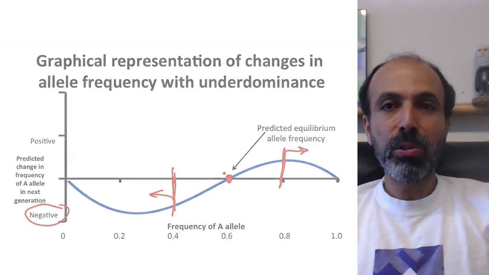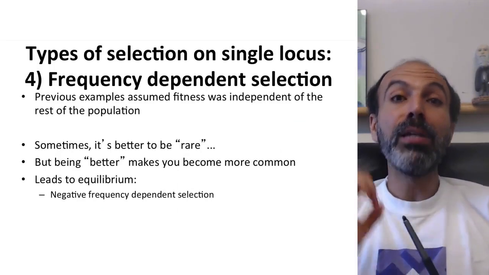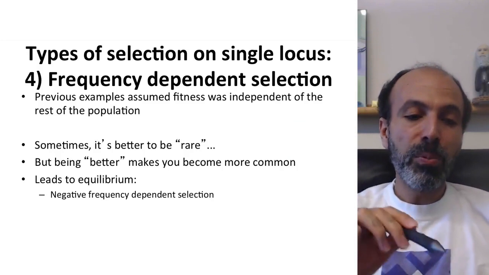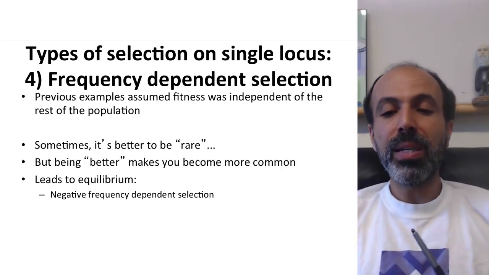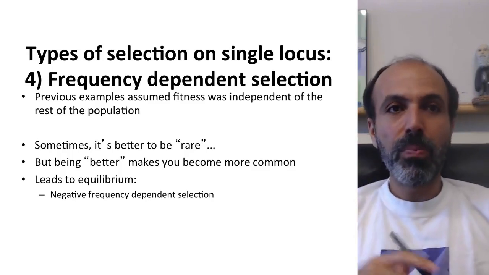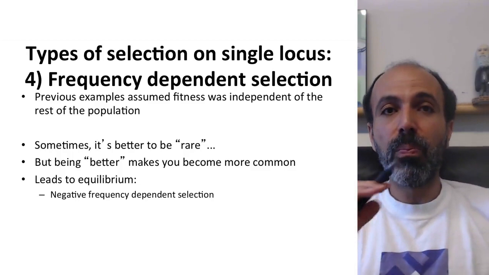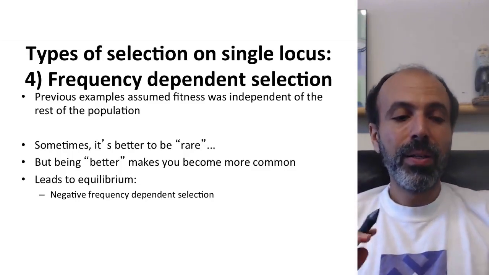There's one more type I was going to introduce, and that is frequency-dependent selection, and specifically negative frequency selection. Now, the previous examples all assumed that fitness was independent of what was going on in the rest of the population. That, if you're big A, you're better than little a, no matter what, right? Or if you're little a, you're better than big A, no matter what.